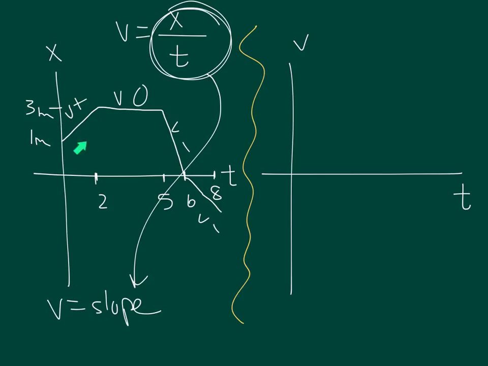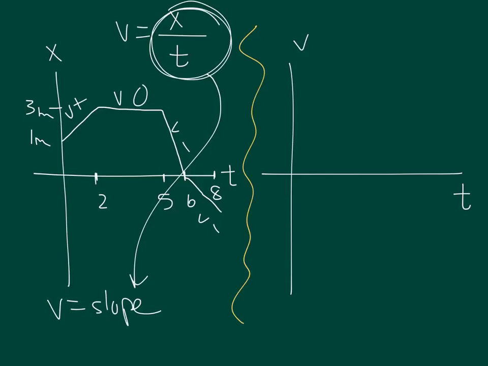So you could literally tell me the velocity from 0 to 2 seconds just by analyzing the graph and finding the slope. What's the velocity here again? Because it's a flat line. Remember, flat line slope is 0. How about here? What's the change in the position? It goes from 3 meters to 0 meters.